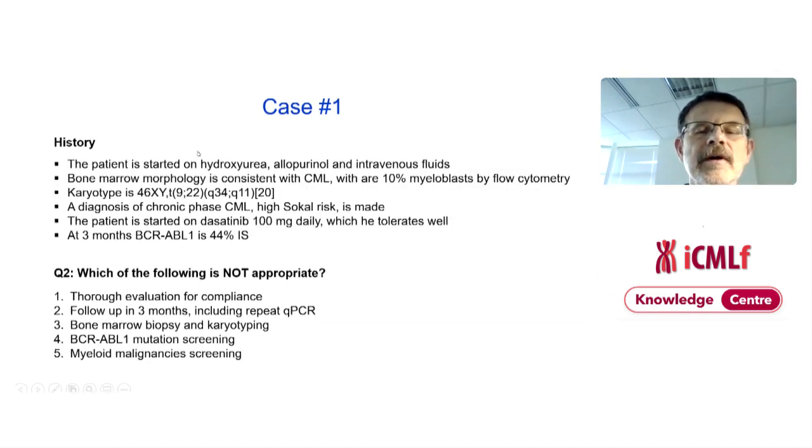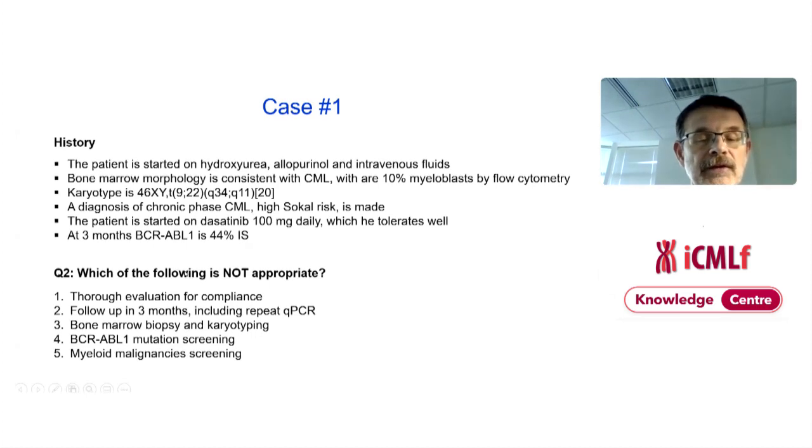So the patient is started on hydroxyurea and IV fluids. Bone marrow morphology is consistent with chronic phase CML, 10% myeloblasts by flow. Karyotype is typical, all Philadelphia chromosome positive, but no additional abnormalities. So he's chronic phase, but high risk. Started on dasatinib, tolerates it well, comes back at 3 months, and BCR-ABL1 is 44% international scale. So clearly not a good response.